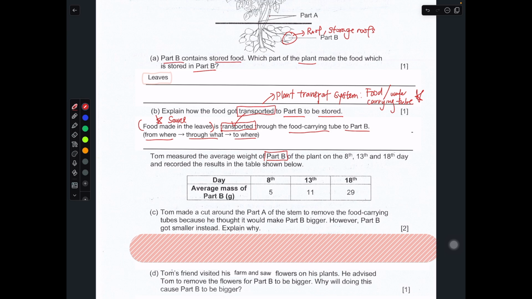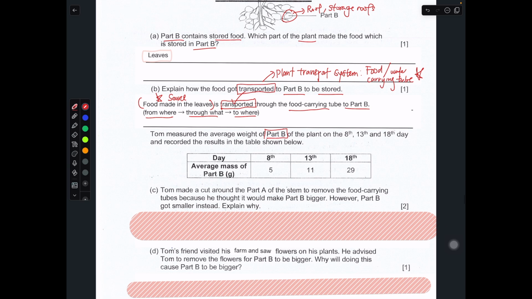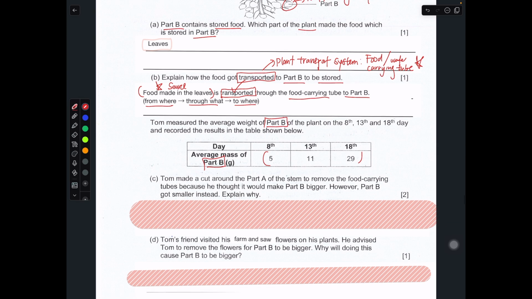and recorded the result in the table over here. Okay, and it shows you that when the days increase, the mass of part B also increases. So Tom made a cut around part A of the stem and removed the food carrying tube. So the food carrying tube is being removed. He thought that it would make B bigger, but instead it got smaller. So it already tells you a claim. In the question already got a claim.